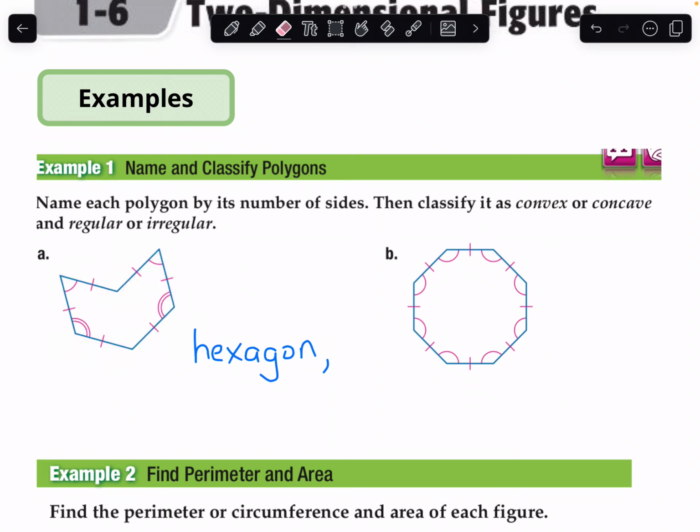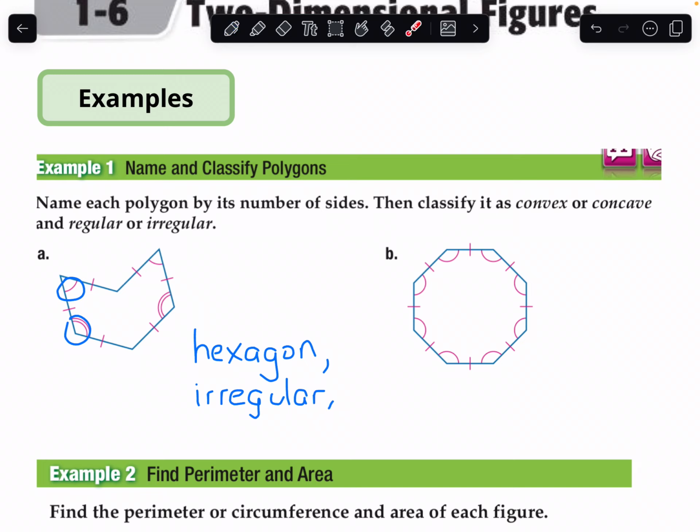Those sides are all marked as congruent, so that would make it equilateral, but the angles are not all congruent. So it's not equiangular. You must have both to be regular. So it is irregular.